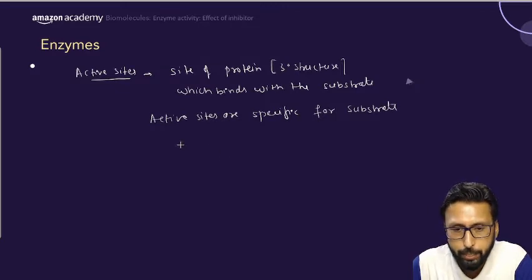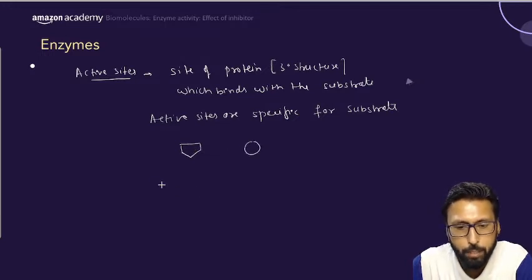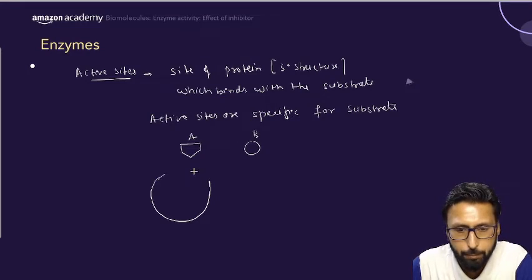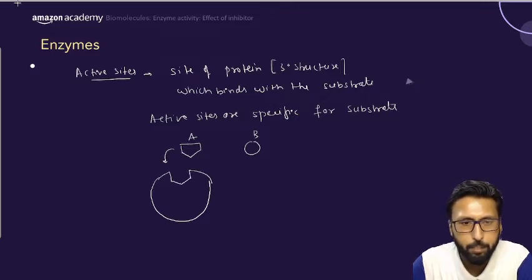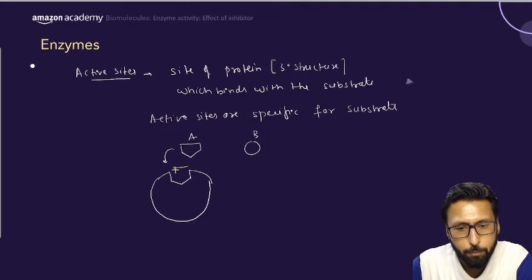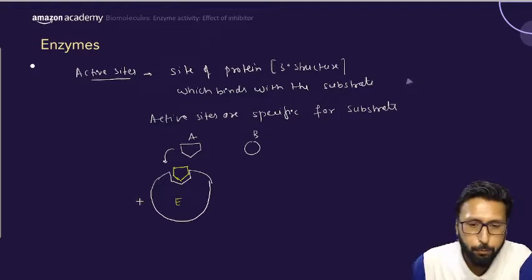Suppose we have a substrate like this, and this is one more, different substrate. Suppose this is substrate A and this is substrate B. We have an enzyme which has an active site corresponding to this substrate. So this substrate can bind here and form the enzyme substrate complex. In this way every enzyme has an active site which is specific for a certain kind of substrate.